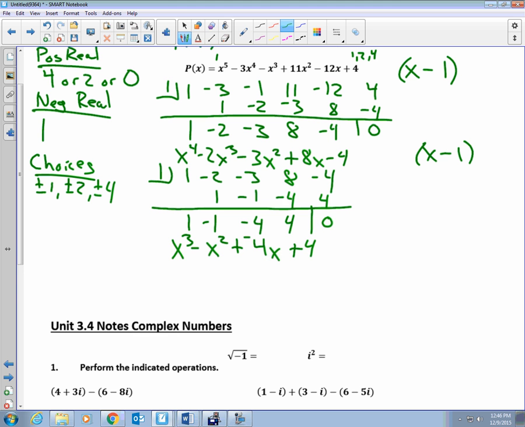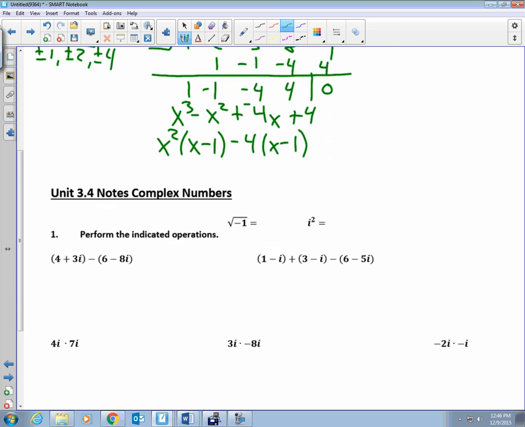It's factorable by grouping. So I take out an x squared, I'm left with an x minus 1. What do I take out in the next part? Negative 4, I'm left with x minus 1. So therefore I have x minus 1 times x squared minus 4. Does the x squared minus 4 factor? It factors to x plus 2 and x minus 2.